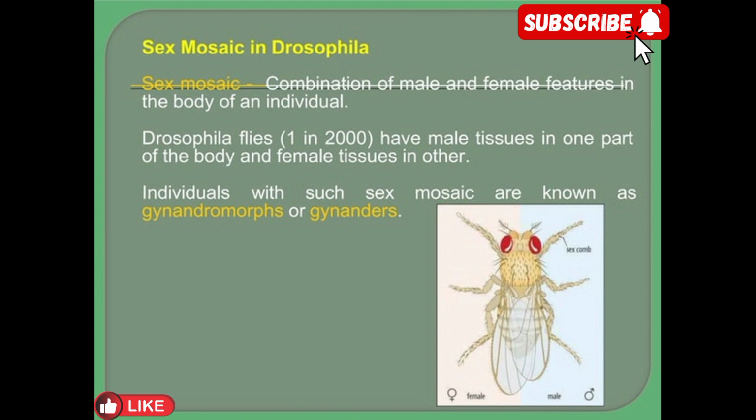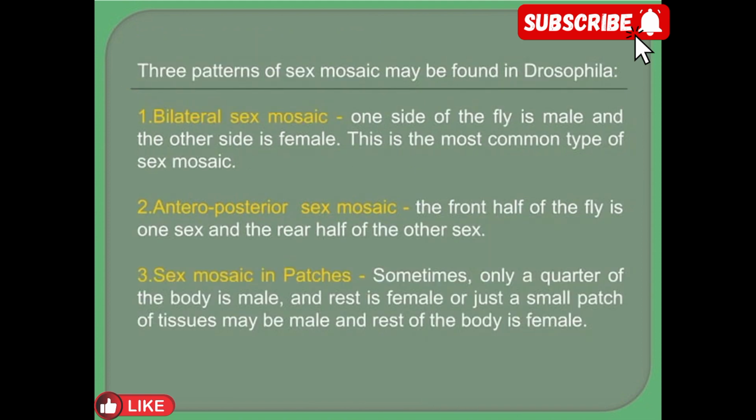Sex mosaic in Drosophila. A combination of male and female features in the body of an individual. In 1 in 2000 Drosophila flies, there are male tissues in one part of the body and female tissues in another. Individuals with such sex mosaics are known as gynandromorphs or gynanders. You can see in the picture that one half of the Drosophila is male and the other half is female. So this type of Drosophila is known as a gynandromorph or gynander.